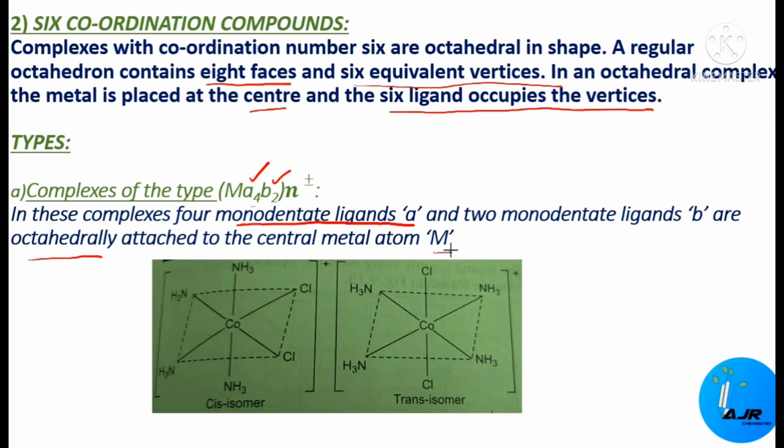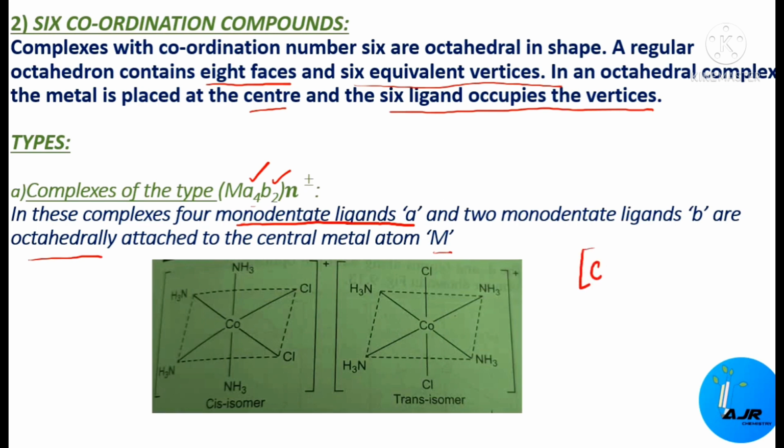atom M. Actually, in this type the cis isomer is obtained when the monodentate ligand B occupies the adjacent positions 1 and 2, and the trans isomer will be obtained when the B ligands occupy opposite positions, just opposite to each other. I will explain with an example now.